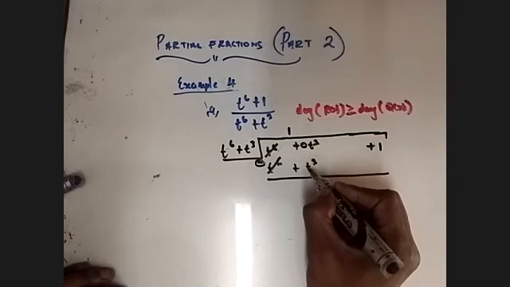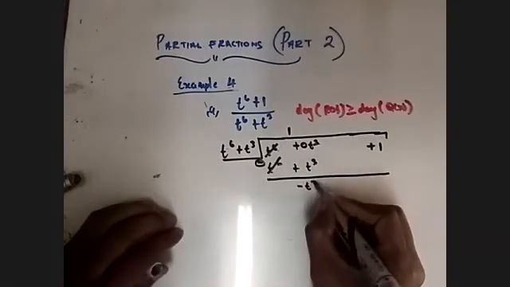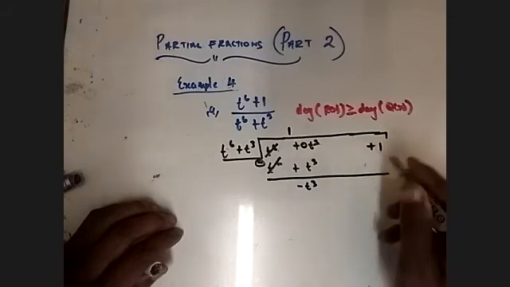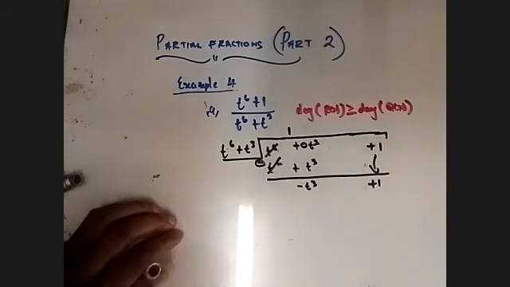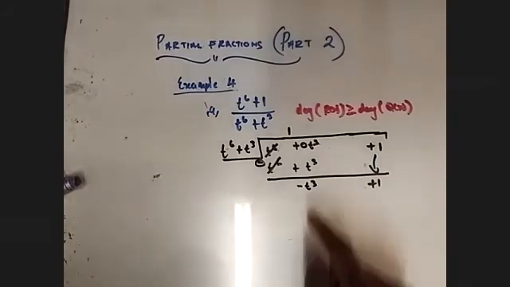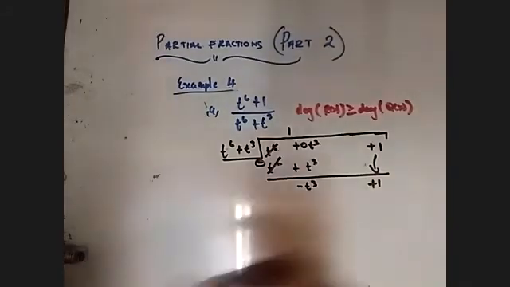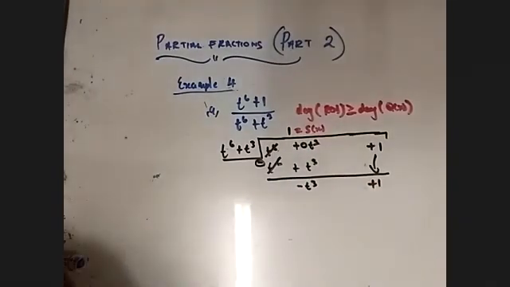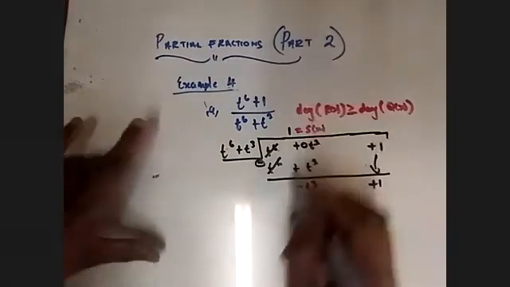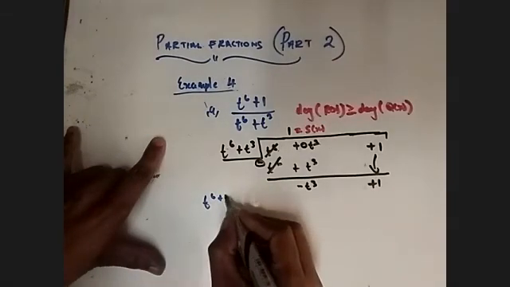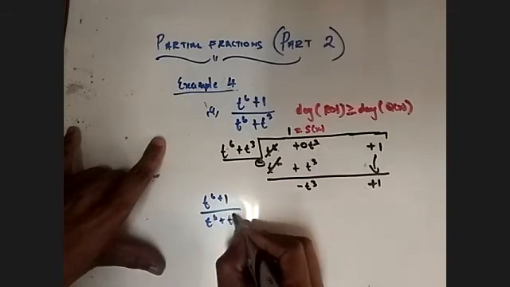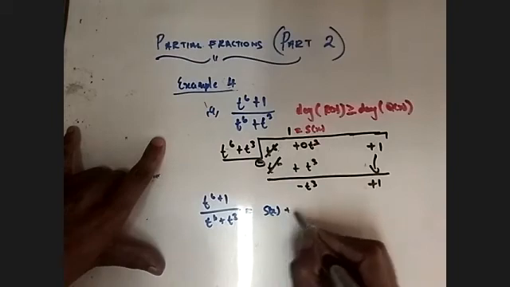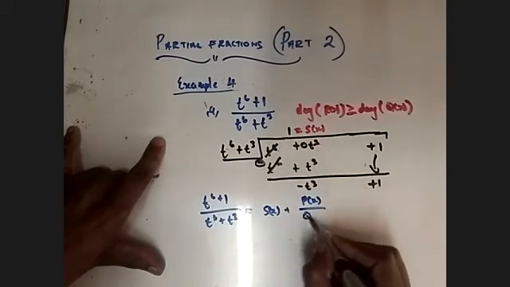0t cubed minus t cubed becomes negative t cubed, and then this one is just 0 here. So 1 plus 0, we are just saying that we bring this thing down. Okay, so now this term here becomes our function s(x). You remember that function s(x). So therefore we can rewrite this as t to the 6 plus 1 all over t to the 6 plus t cubed, as you remember it has to be s(x) plus p(x) all over q(x).